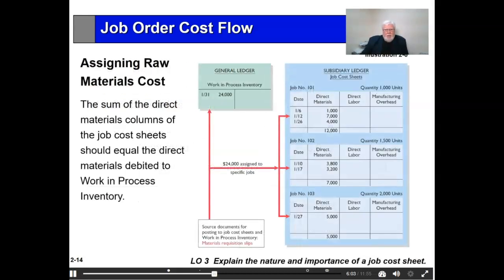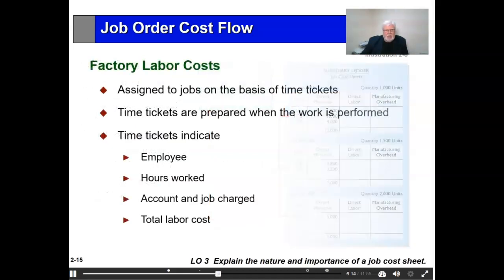Now, they would then be assigned to different jobs. Job 101, 102, 103. The $24,000 would be consumed by those three jobs.